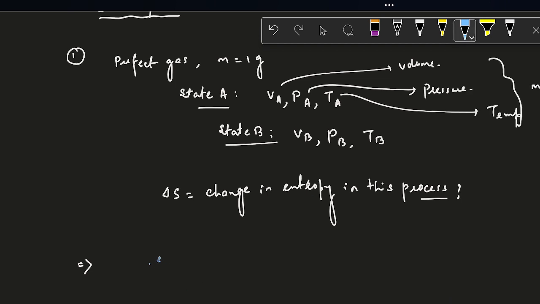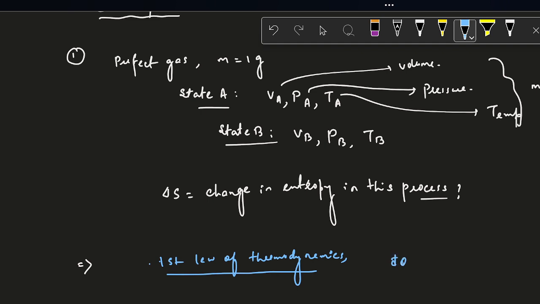To answer these kinds of questions, you have to know the basic formula for solving this question. It is based on the first law of thermodynamics. Mostly when solving questions like entropy change, the first law of thermodynamics comes very handy, because this is our main law that we have to follow.